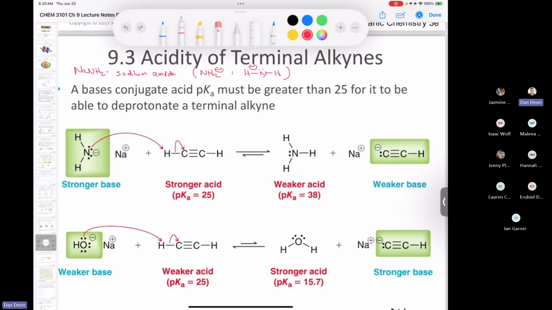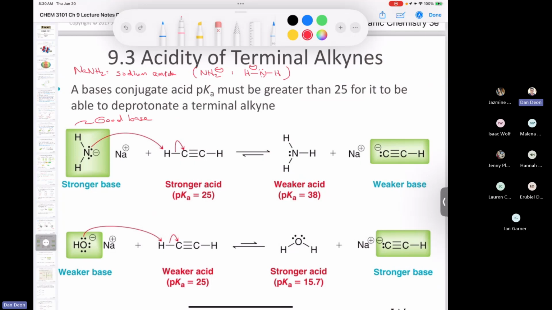Well, what's the pK of ammonia? Ammonia has a pK of around 38. So that means the equilibrium is going to lie to the side of the ammonia, which is the weaker acid. And so that means this is a good base for deprotonating a terminal alkyne, right? It will work.